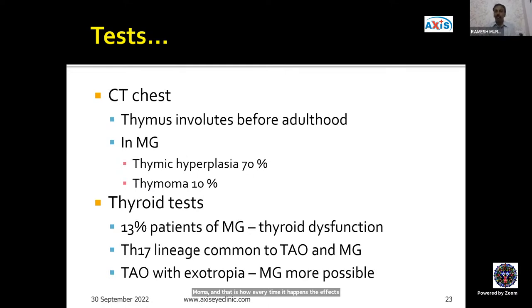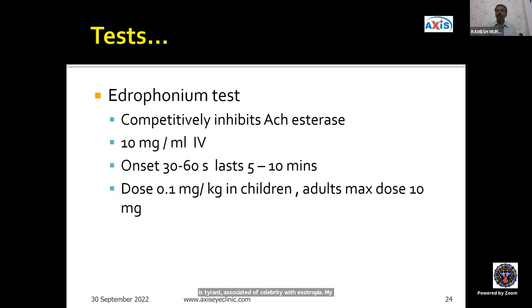CT chest is a useful test. The thymus usually involutes before adulthood, but in myasthenia gravis, thymic hyperplasia would be present in about 70% of cases, and thymoma in 10% of the cases. Thyroid tests are also useful because 13% of the myasthenia gravis patients are going to have thyroid dysfunction. The Th17 lineage is common to both thyroid-associated orbitopathy and myasthenia gravis. If there is thyroid-associated ophthalmopathy with exotropia, myasthenia gravis is more possible. So one more association of myasthenia gravis is with thyroid eye disease.